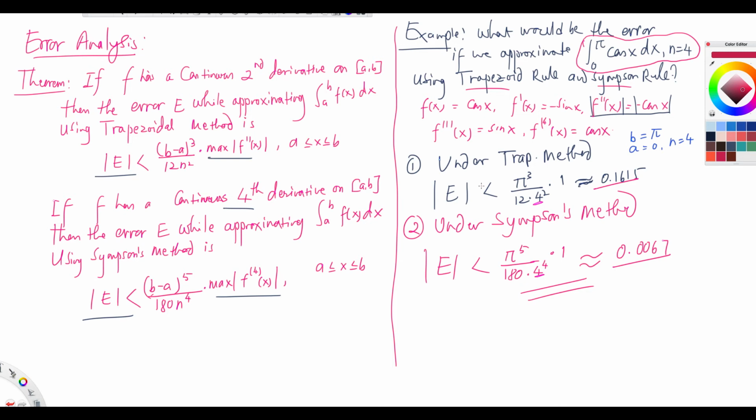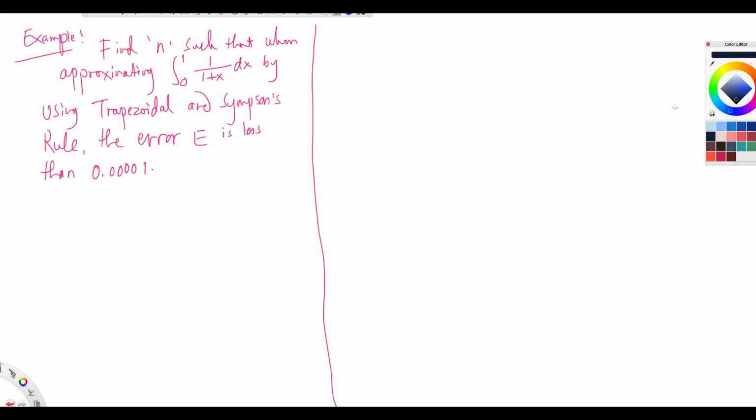Error will decline, right? Okay, so this example says to find the number of subintervals, number of trapezoids or number of stripes, such that when approximating this integral by using the trapezoid method and the Simpson's method, we will show both, the error E is less than 0.00001. So what should be the number n to make the error less than that? That's what the question is.